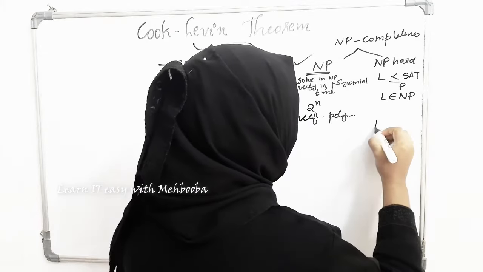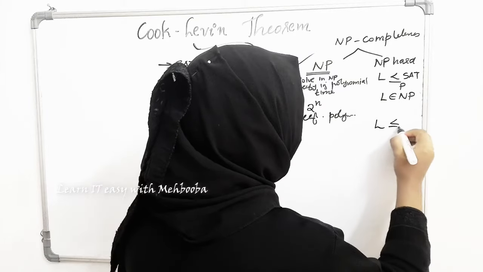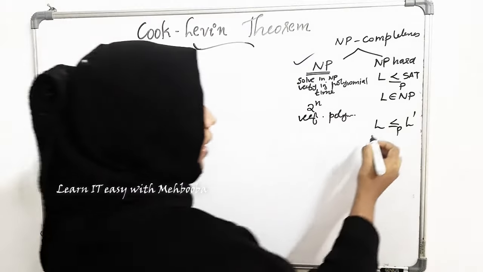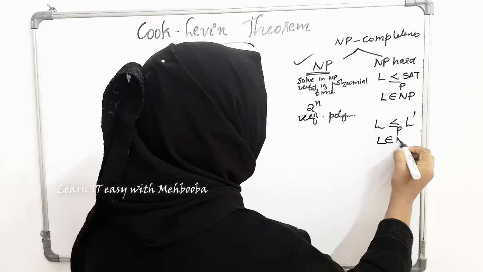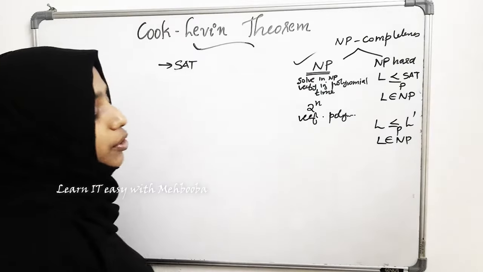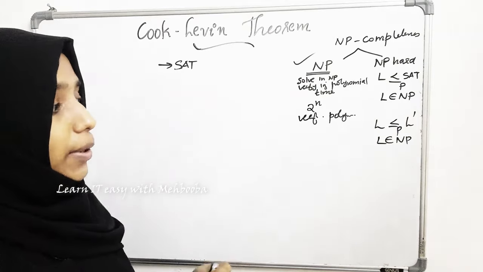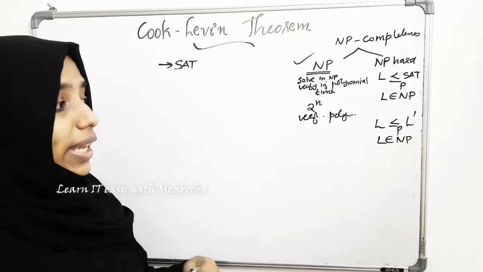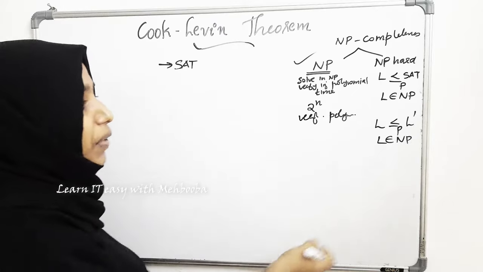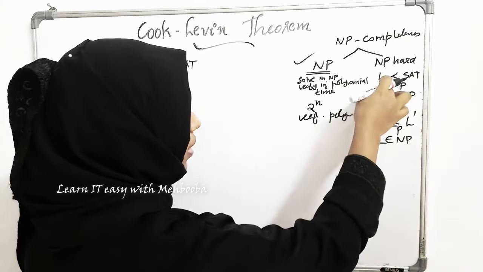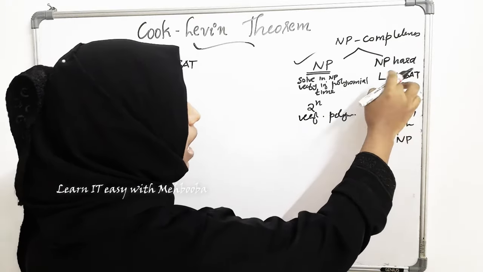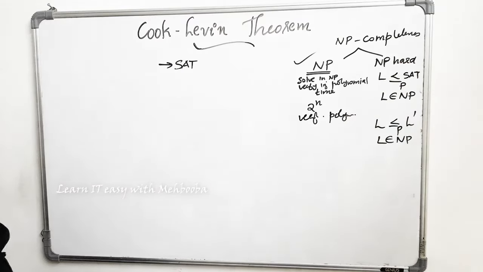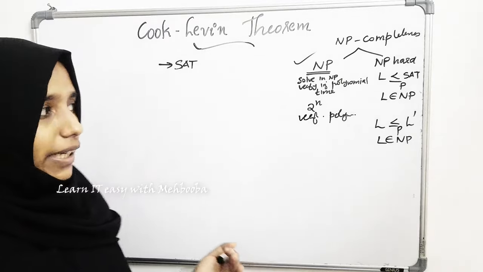That is, a language L dash is said to be NP complete if we are able to reduce all the languages L element of NP to L dash. Then L dash is said to be NP hard. So similarly, if all the problems L element of NP are reducible to SAT in polynomial time, we can say that SAT is NP complete.